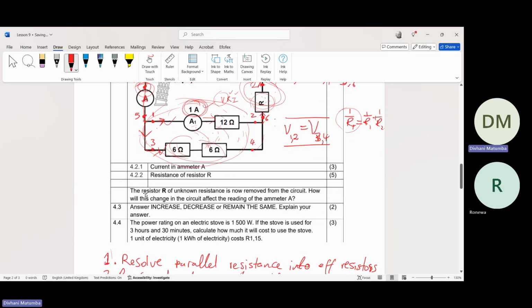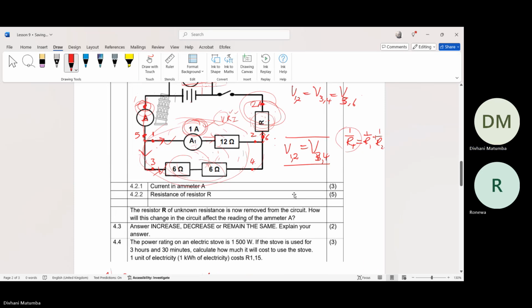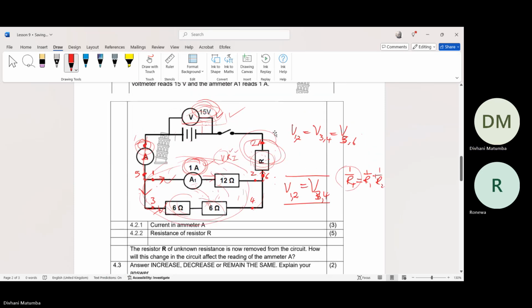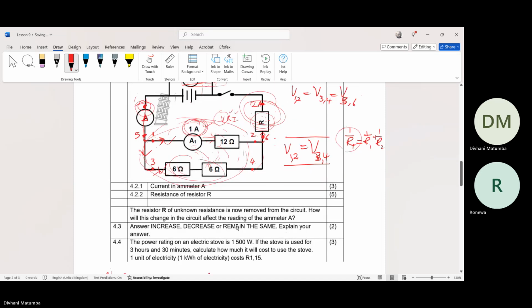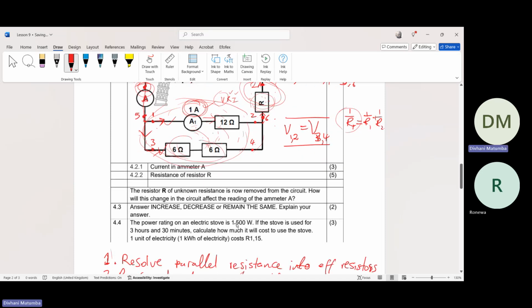The resistor R of an unknown resistance is now removed from the circuit. How will this change in the circuit affect the reading of ammeter A? How will it affect the reading of ammeter A? Ronel.